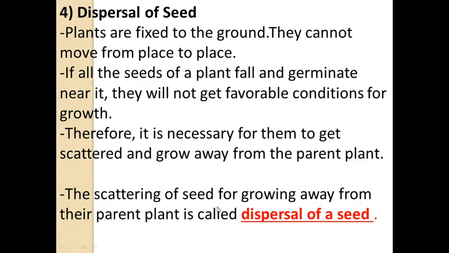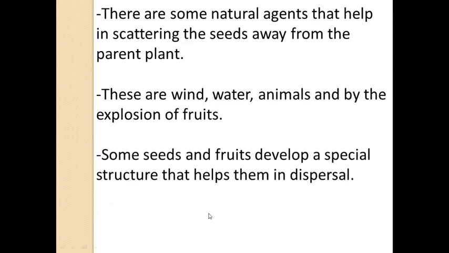The scattering of seeds away from the parent plant is known as dispersal of a seed. So this is the definition of seed dispersal. Then we have learned the ways of seed dispersal. There are some natural agents that help in scattering the seeds away from the parent plant, and these are wind, water, animals, and the explosion of fruits. Some seeds and fruits develop a special structure that helps them in dispersal. So wind, water, animals, and the explosion of fruits are the ways of seed dispersal.